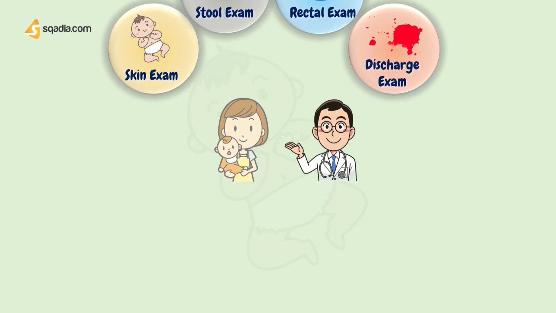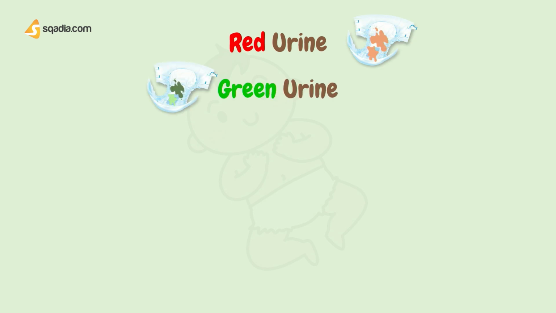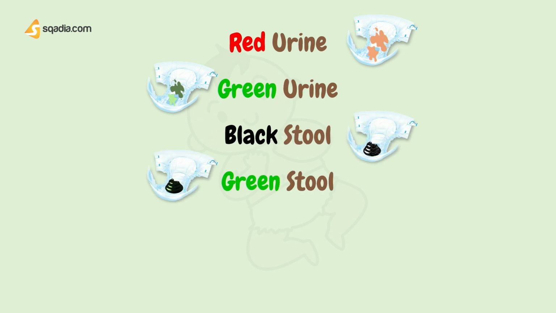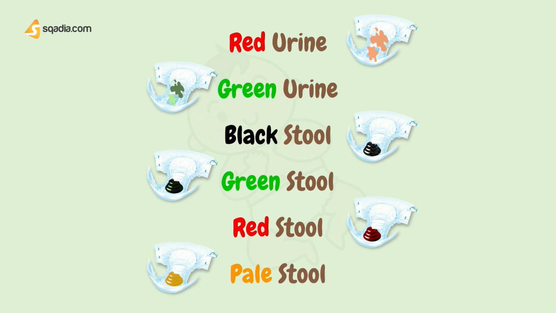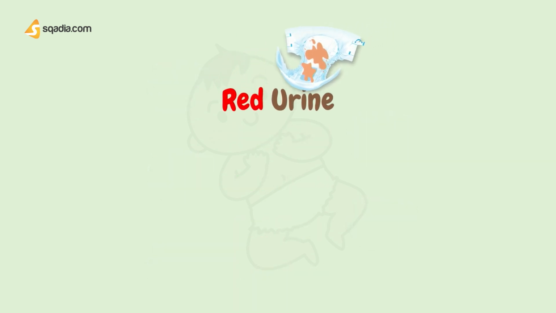Now, what can cause diaper staining and what is the cause of different types of stains? There are 6 types of stains usually recorded in a child's diaper. Red color of urine or green color of urine. And from stool, it can be black in color, green in color, red in color, or extremely pale stool can also be recorded. There can be various causes behind each of these stains, so let's discuss them one by one.